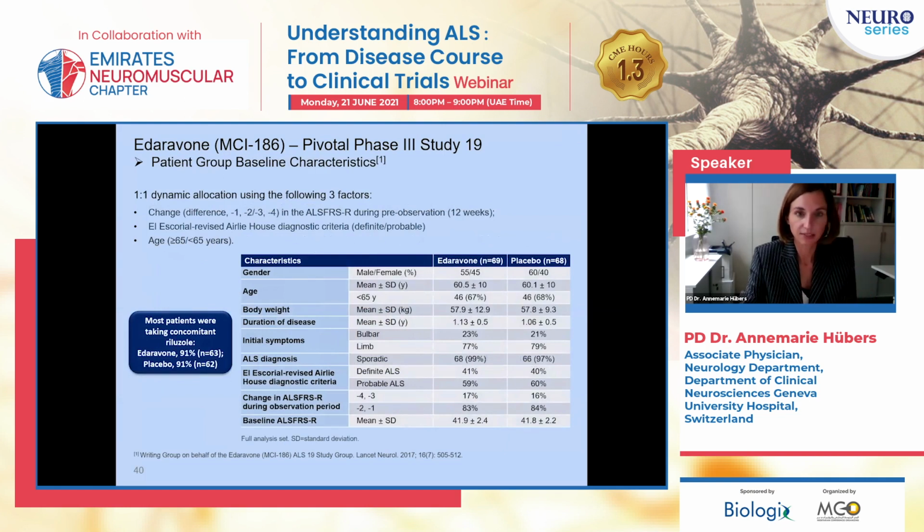So these are the baseline characteristics. As I said, most patients were effectively taking riluzole on a steady level, and the patients in the placebo and in the Edaravone group were quite well matched regarding age and initial symptoms, and also the ALS-FRS.